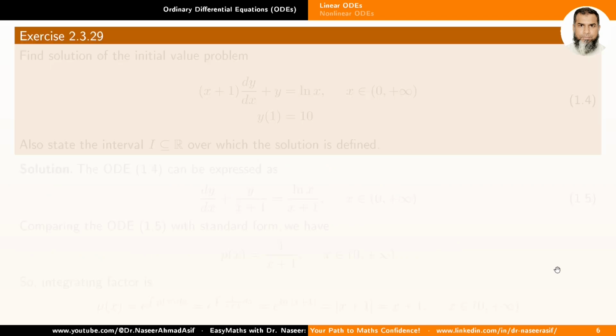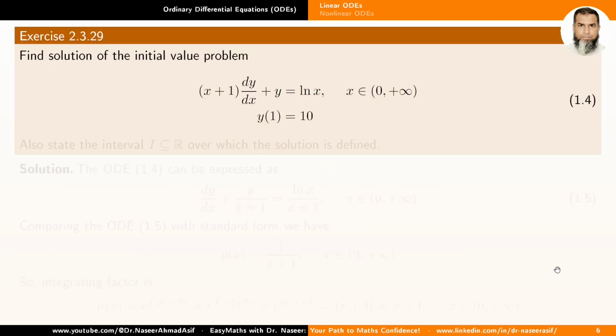Let's see another exercise. Find solution of the initial value problem (x + 1) dy/dx + y = log x, where x belongs to the open interval (0, +infinity), and the initial condition is y(1) = 10. Also state the interval I subset of R over which the solution is defined.